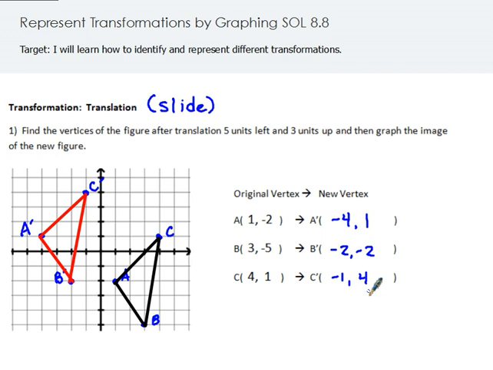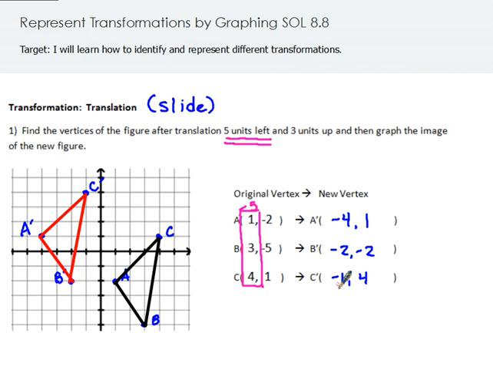So how do we do this if we don't have pictures and we don't have graphs, we just have the vertices? So take a look, what essentially is happening? If we take the x values and knowing which way the x values translated, it went 5 units to the left. 5 units to the left simply means subtracting, folks. So we're going to subtract off 5 literally from the first coordinate. 1 minus 5 is -4. 3 minus 5 is -2. 4 minus 5 is -1.